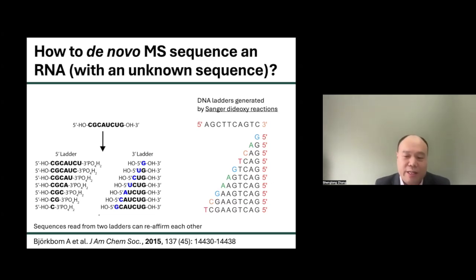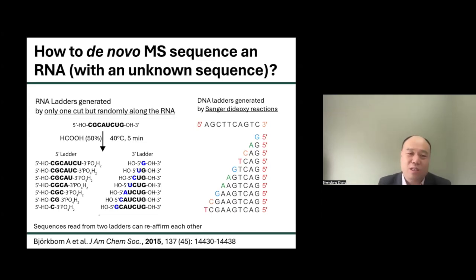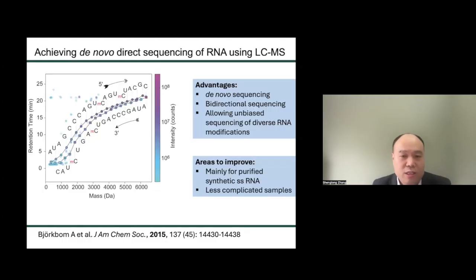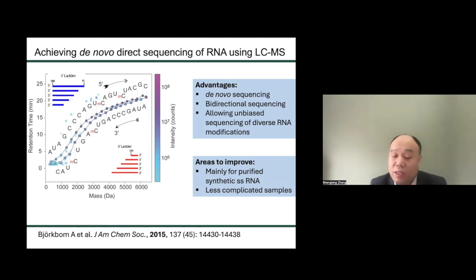One way to generate a ladder like this is to cut the RNA once, but randomly, among the RNA. This can be achieved by controlled formic acid hydrolysis. This will generate two ladder pools, a 5' ladder pool and a 3' ladder pool. Sequence can be read from each pool, and they can reaffirm each other for sequencing. And this is what our data looks like. If we plot mass against retention time, we can see two clear curves, because small fragments come out early with small retention time, and big fragments come out later with big retention time. So you can see this as a sigmoidal curve.